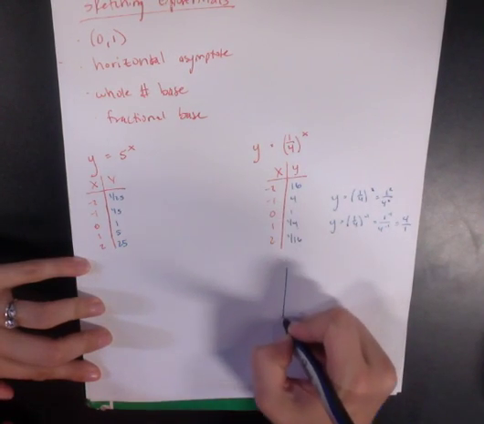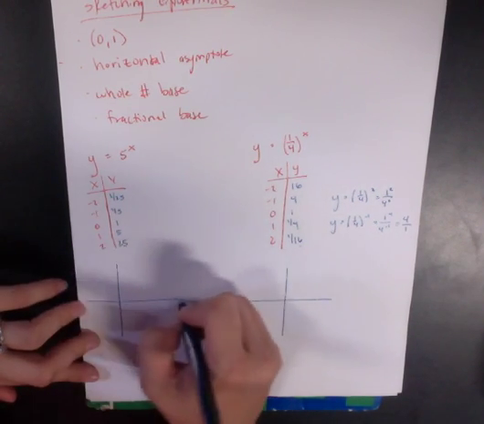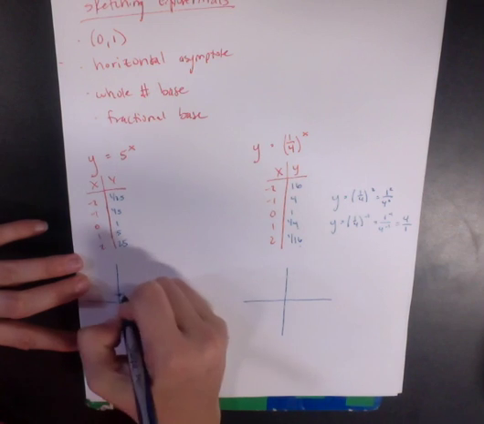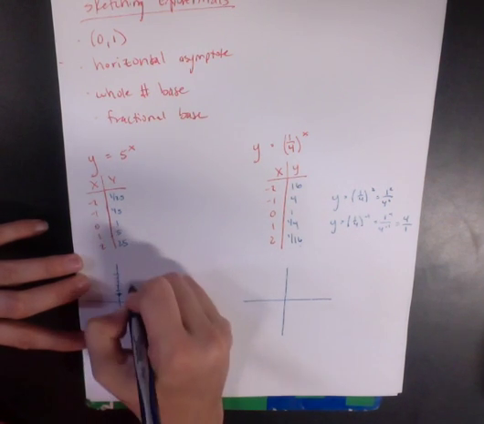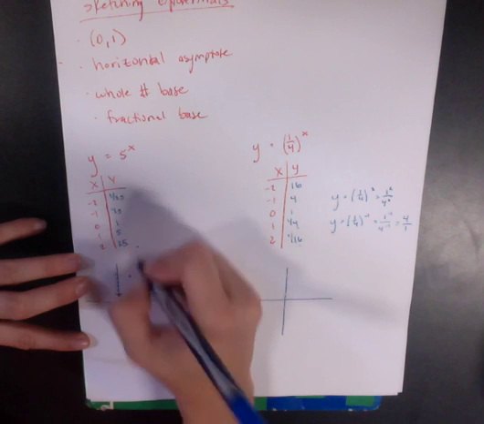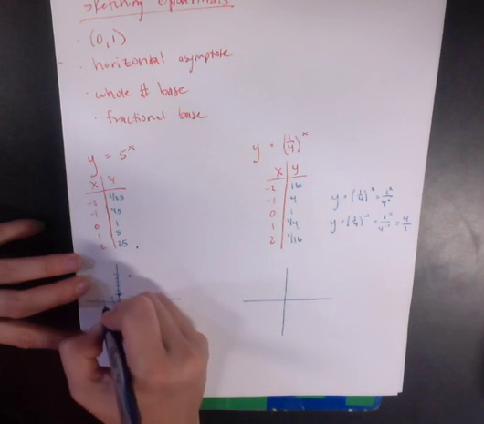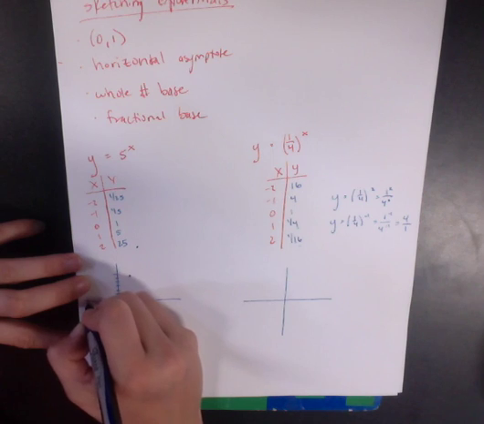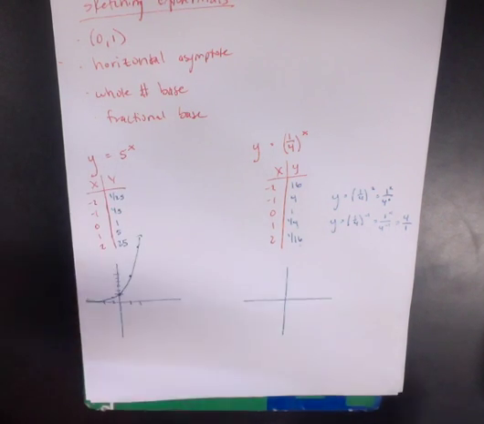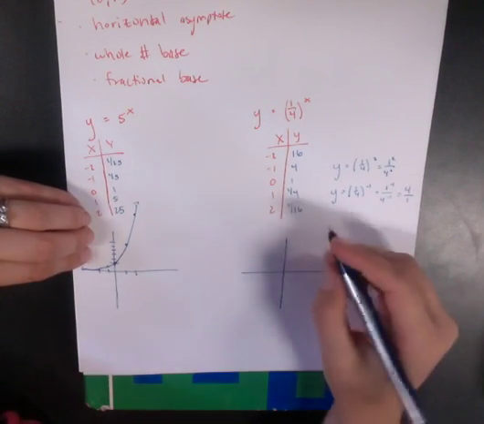So now if we look at what happens with each of these graphs, we know they go through 0, 1. Here when I have 1, I go through 5. And when I have 2, I go through 25, somewhere up here. Negative 1, I go through 1/5. And negative 2, I go through 1/25, giving me a graph very similar to the one we just did, just a little steeper.